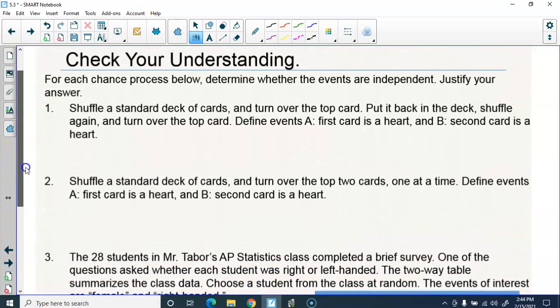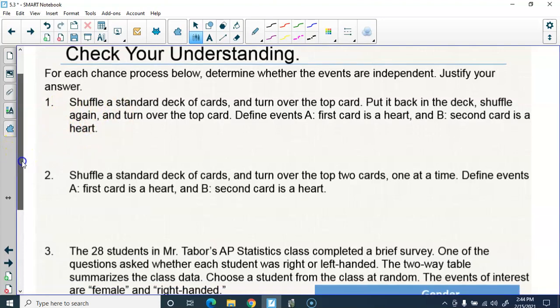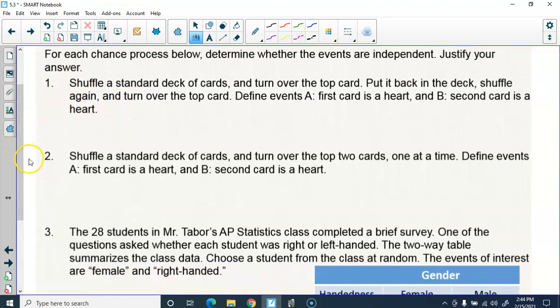But when we're talking about a deck of cards, when we put it back, they would be independent. So a lot of the time we talk about decks of cards here. We have to determine whether the events are independent and justify: shuffle a standard deck of cards and turn over the top card, put it back, shuffle it back in. If A is getting a heart and the second card is a heart as well, these are independent since we replace the cards.